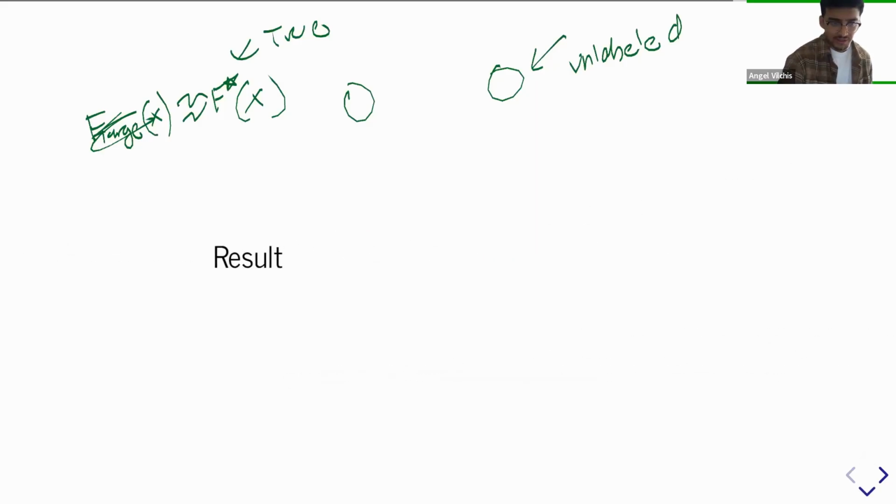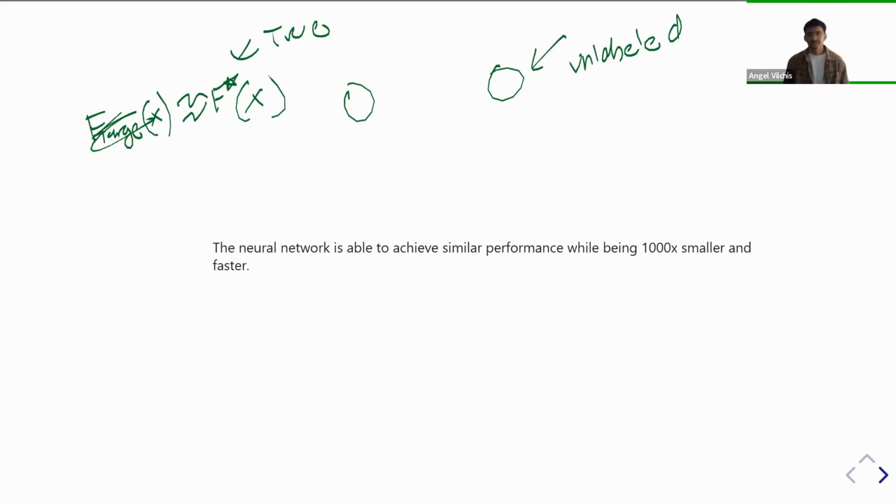So the result is the neural network is able to achieve similar performance as the ensemble while being much smaller and faster, about 1,000 times smaller and faster. So why is that significant?